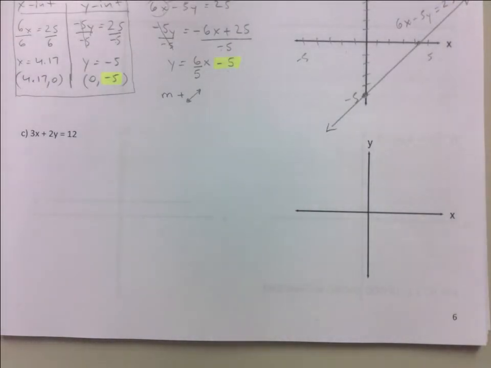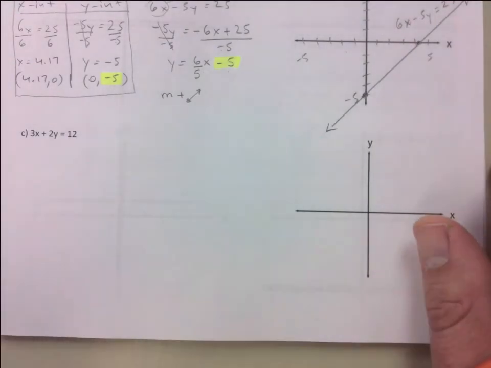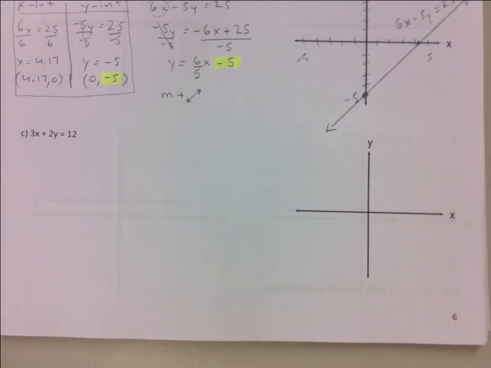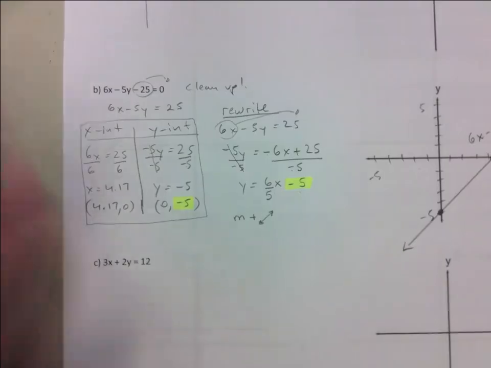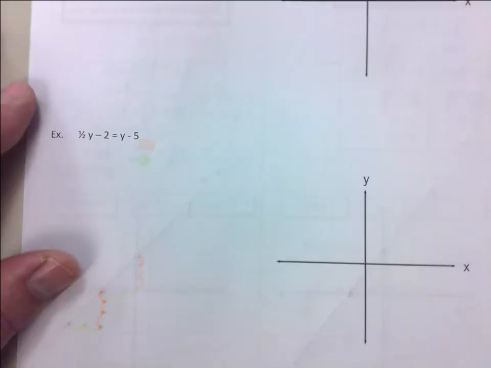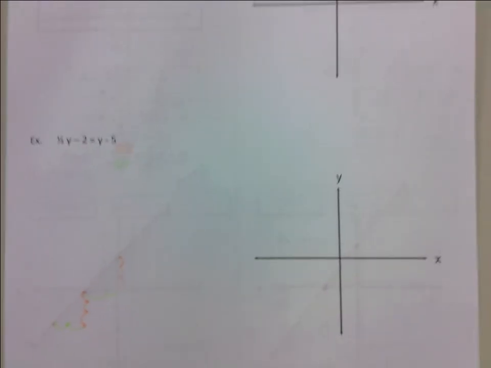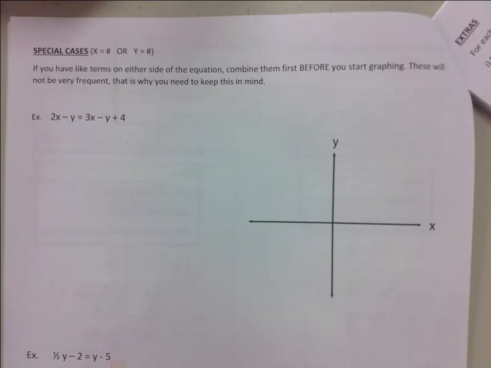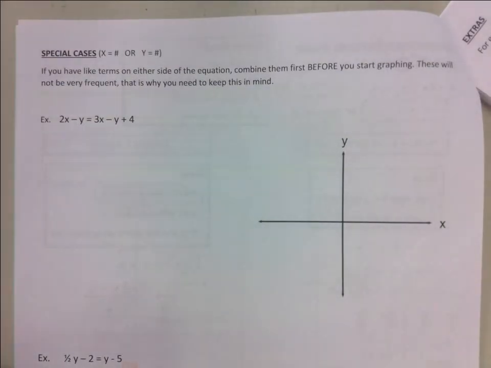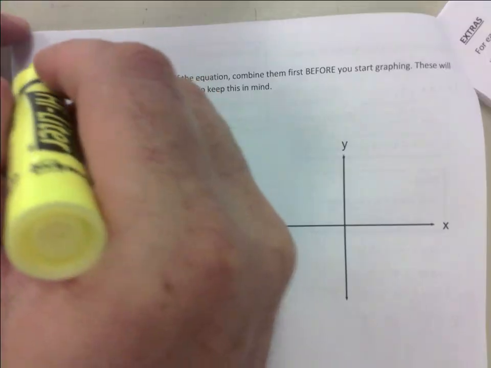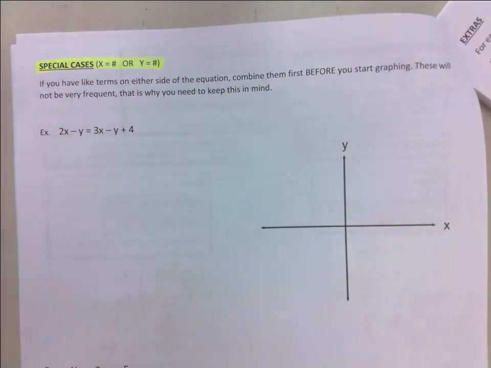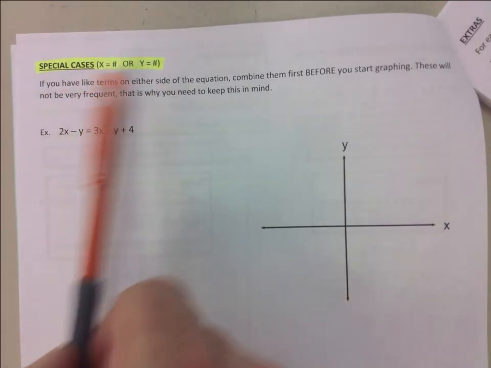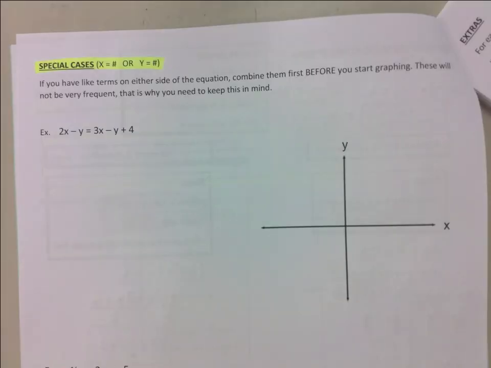Now, I want to do the special cases. We're going to go back to page 5. I need you to realize that you're dealing with a special case. So go to page 5. What does that mean? When you clean up and you realize, wait a minute, there's only an X or there's only a Y, that's a special case. Those are very easy to graph, in my opinion.